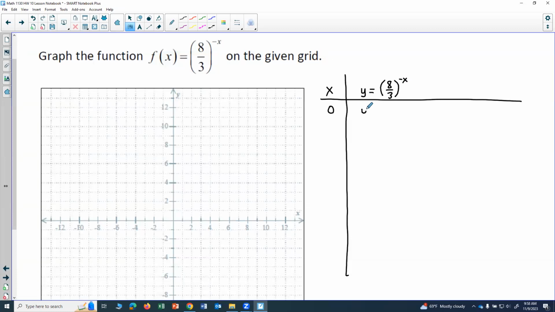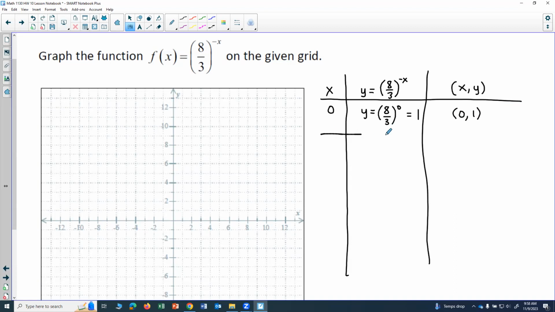And so when x is 0, I'm going to get y equals 8/3 to the 0. And anything to the 0 power is 1. So my first ordered pair here, my xy ordered pair, is going to be the point 0, 1. So I'll go ahead and plot that first.